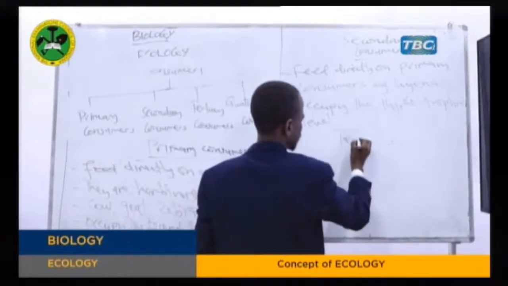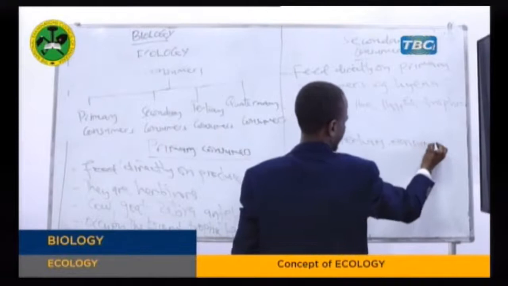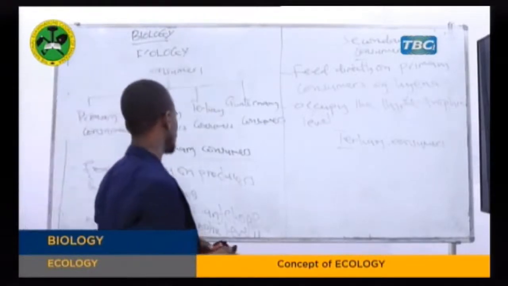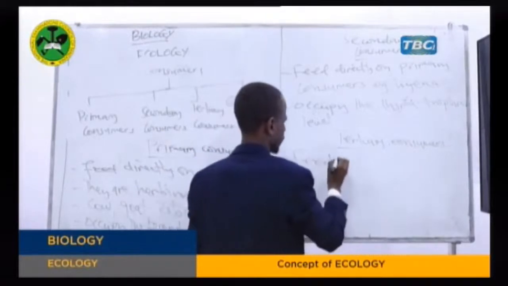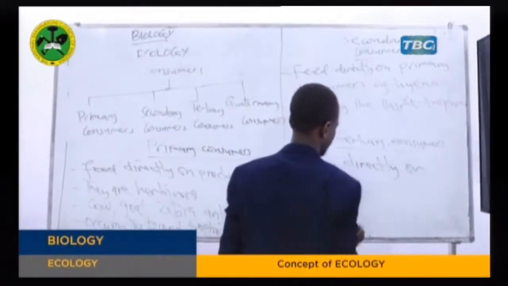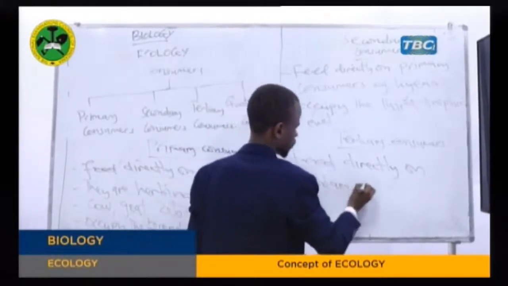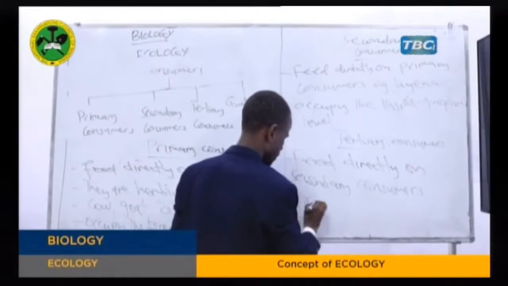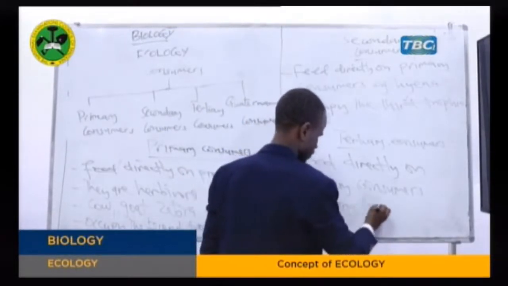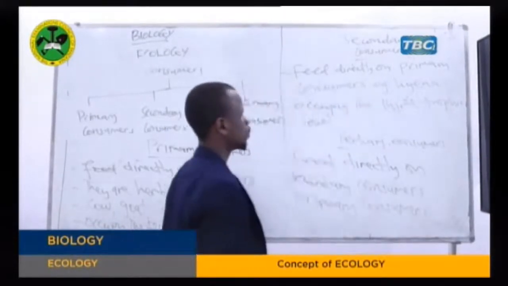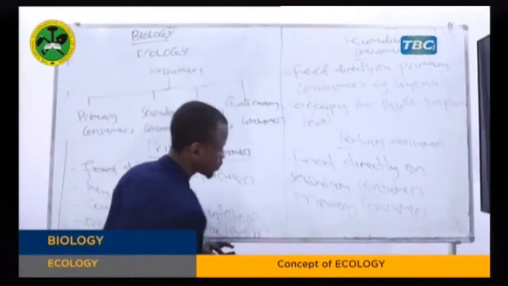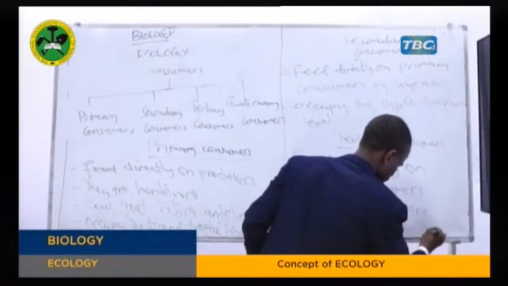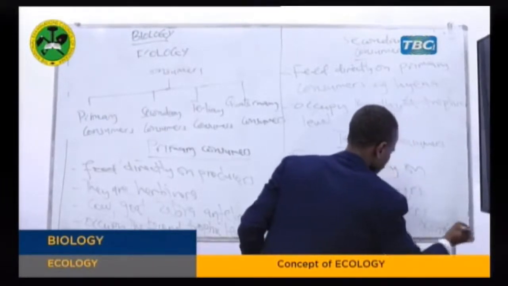My student, we have also tertiary consumers. These feed directly on secondary consumers, and may also feed on primary consumers. Omnivore are placed here. They occupy the fourth trophic level.